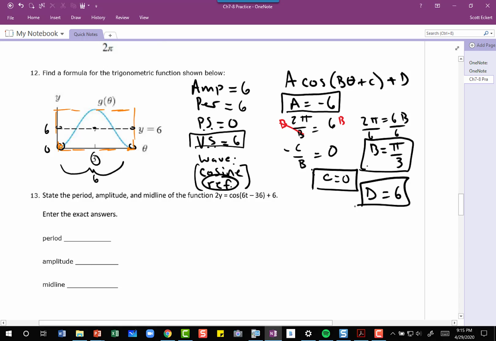So that gives us all the constants and coefficients we need for our equation. So y is going to equal -6 cosine of B, which is pi thirds, times theta. C is 0, I don't need to put that on, plus 6. And there's my equation.